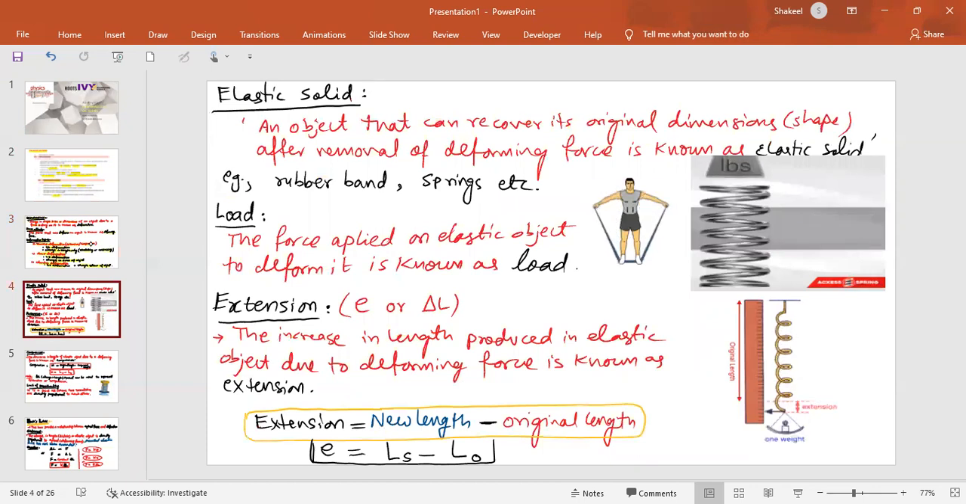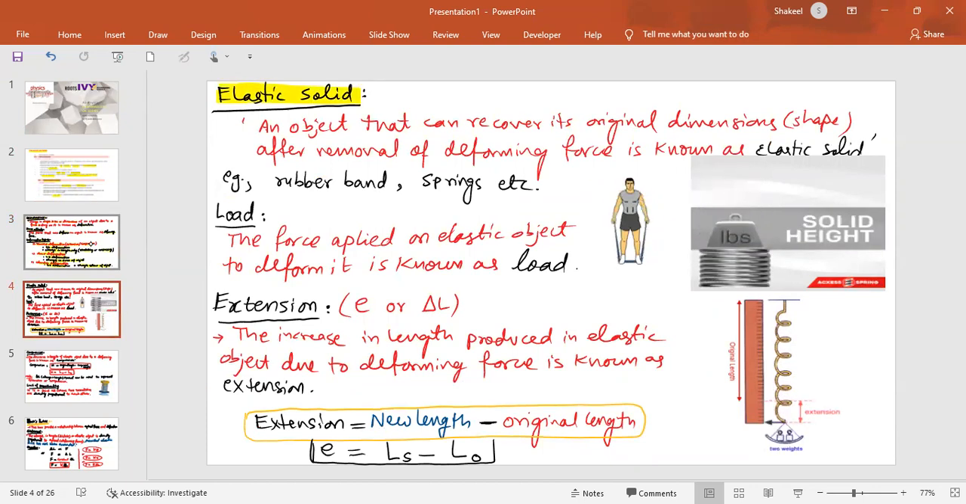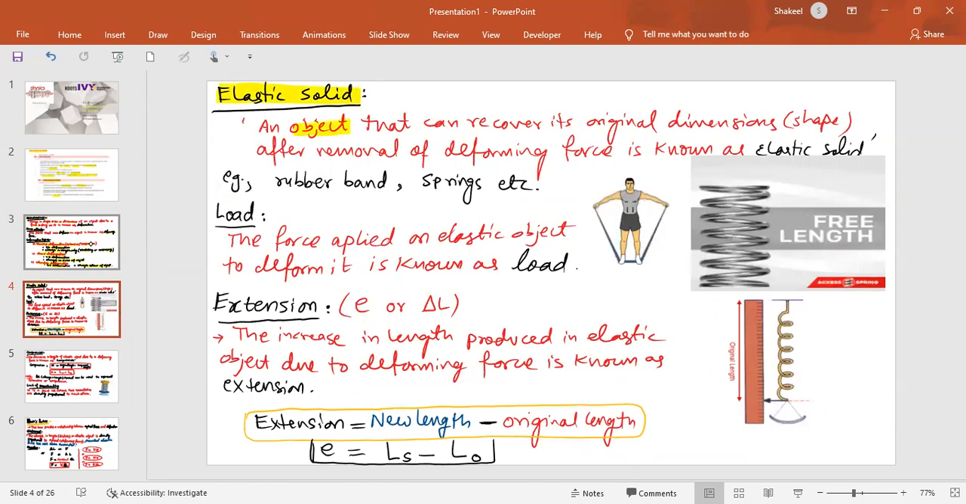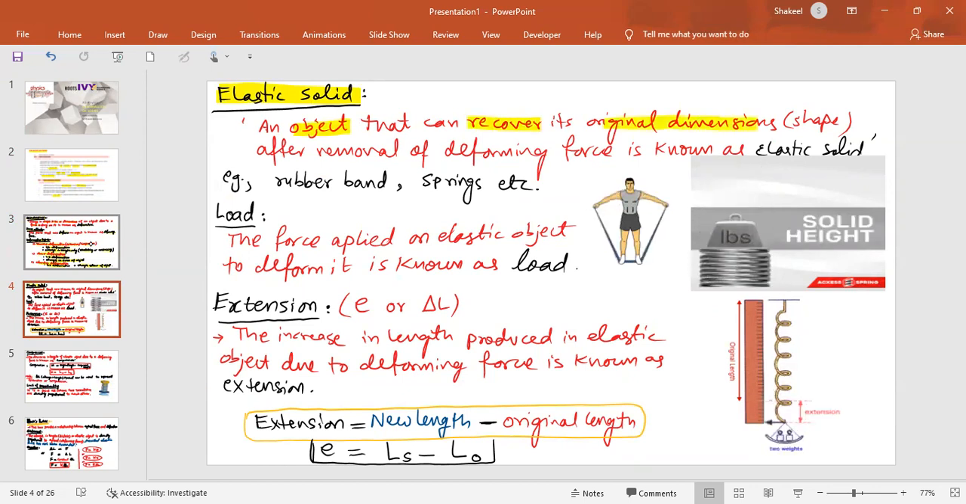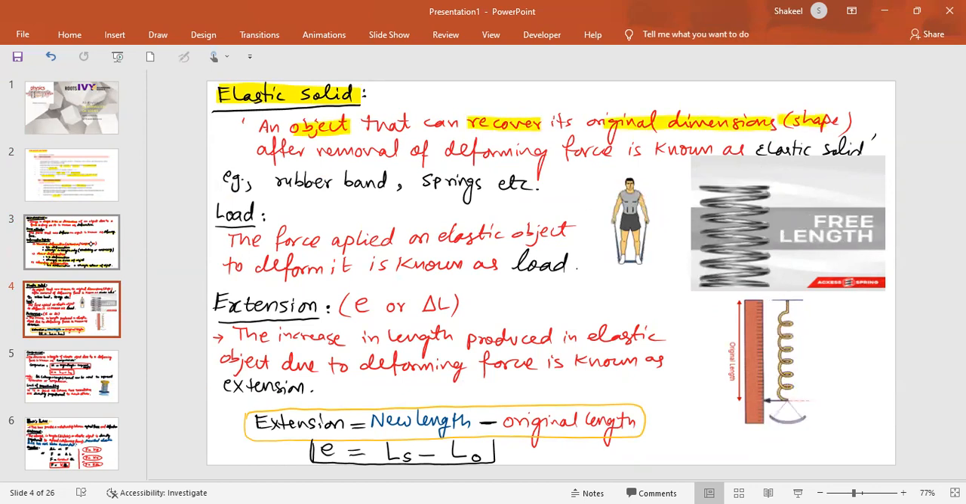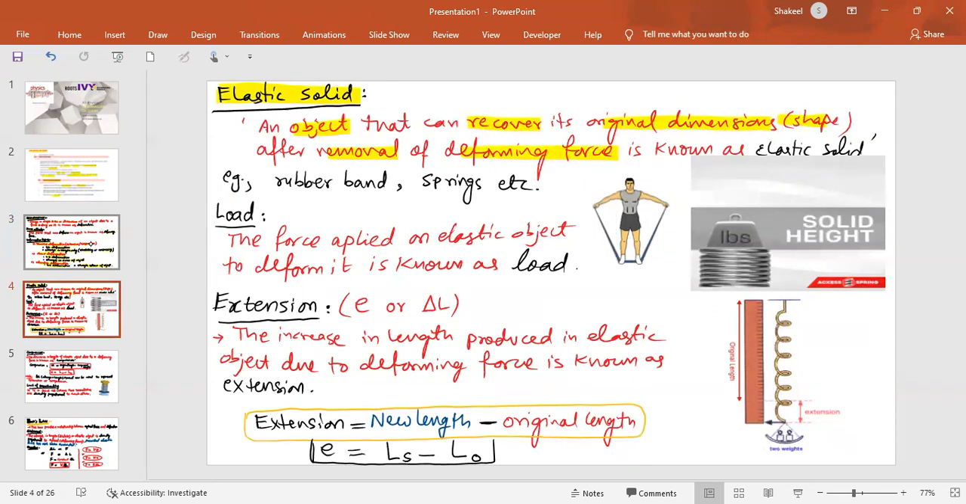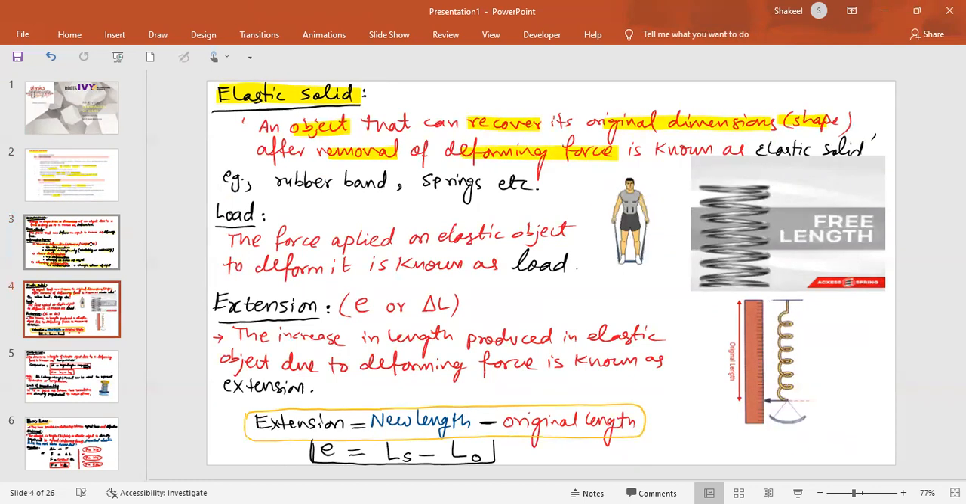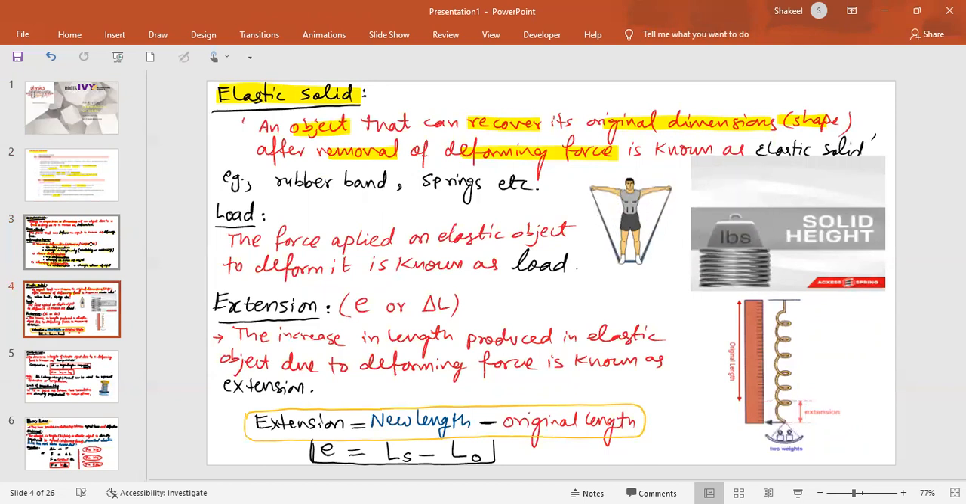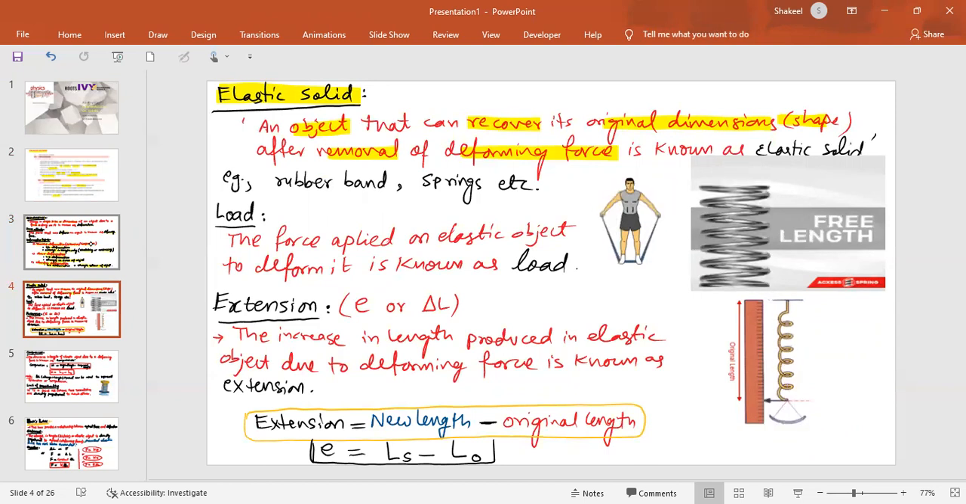Now we have to look at elastic solid. An elastic solid is an object that can recover its original dimensions or shape after removal of the deforming force. You apply a deforming force, you change the shape of the object, but when you remove the force, the object gets back to its original position.